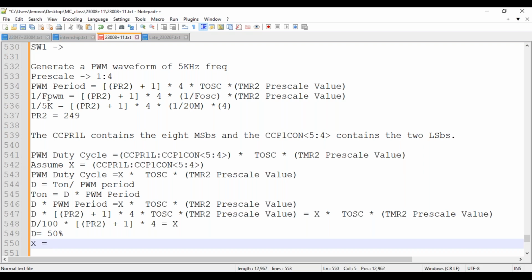The PR2 value we wrote is 249. 249 plus 1 is 250. 250 multiplied by 4 will be 1000. So two zeros cancel, so it will be 50 multiplied by 10. So if I'm not wrong, X you have to end up getting 500. Can you confirm this?